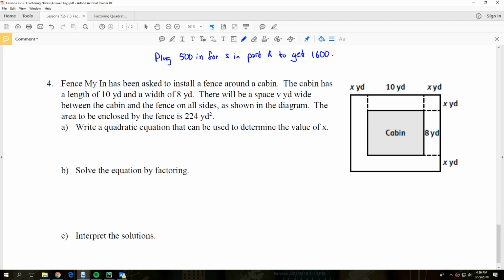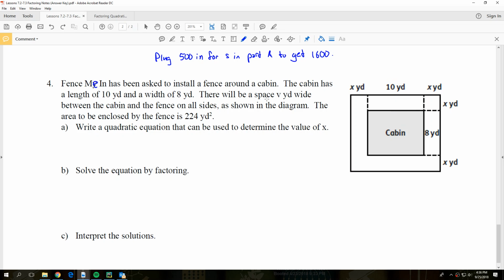This should be fence me in, not fence my in. Fence me in has been asked to install a fence around a cabin. Here we've got our cabin. So right here, this shaded area should be our cabin. Anyway, the cabin has a length of 10 yards, which they're showing right here. So you see this 10 yards. That means this is 10 yards. And a width of 8 yards, and same thing right there.